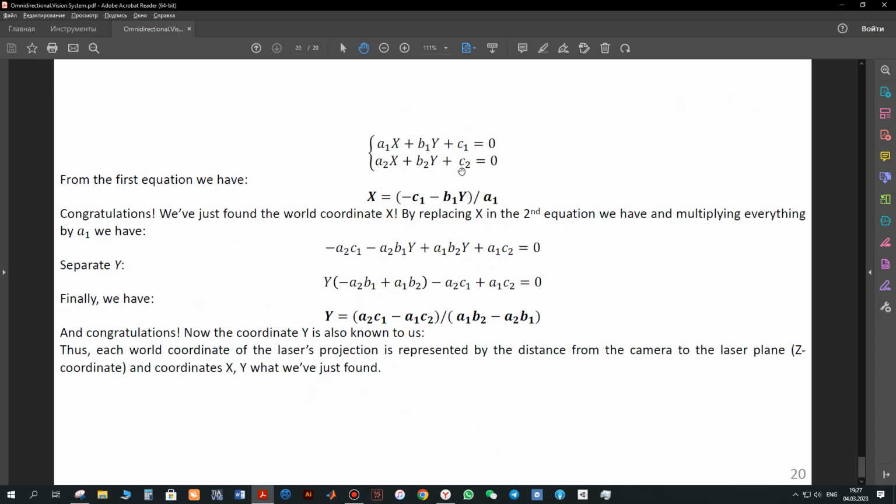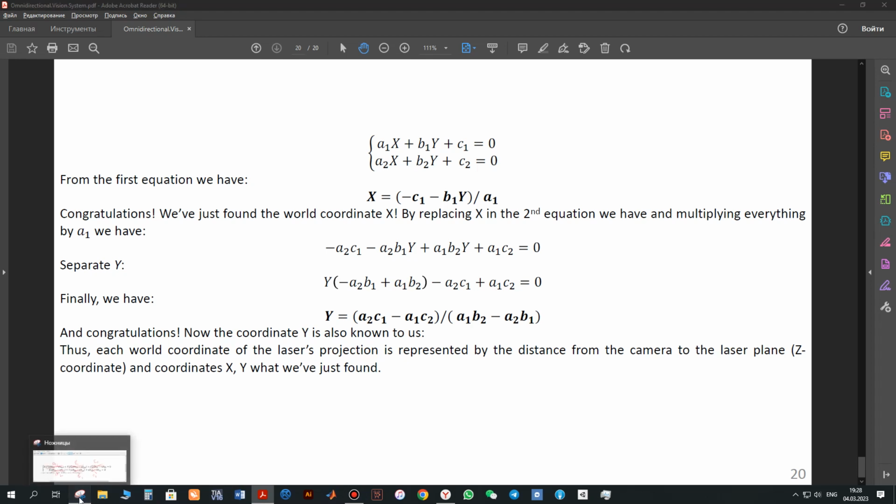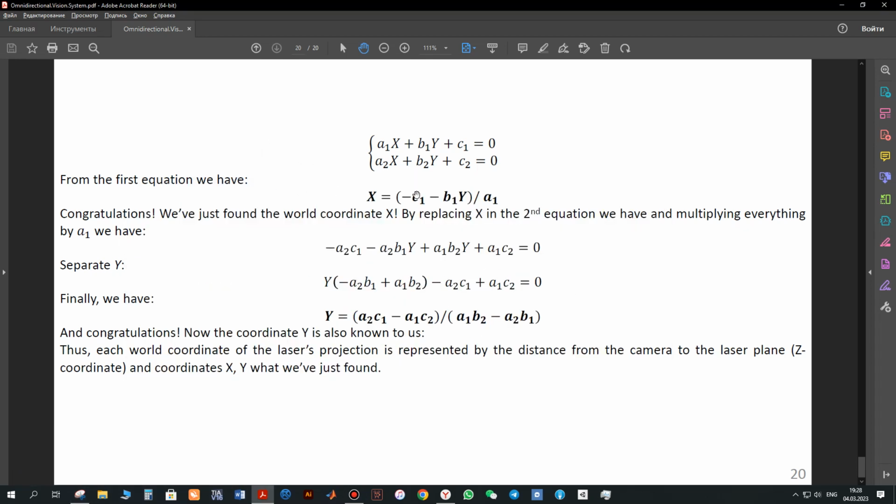Once we simplified our equation, we have here the simplified equation. From the first equation, for example, we can write x. We move these two to the right side and divide by a1. So that's how we found x from the first equation. Next, in the second equation we make a replacement by this value, and after multiplying everything by a1 we will have this part.